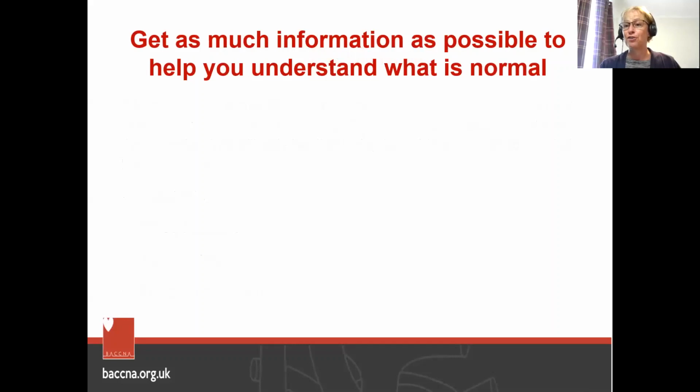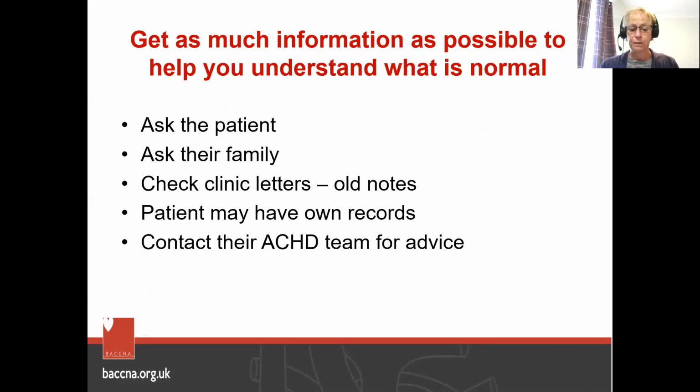So where do we start? So we start by getting as much information as we can to help us understand what's normal with the patient. Now, in order to find out what's normal, first thing to do is ask them directly. They can often tell you this information themselves. And if they're unable to do this for you, ask them if they've got a clinic letter with them, because sometimes this information is contained within it.